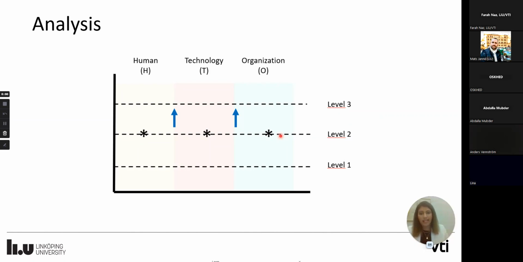So now I will discuss these dimensions one by one, and I also want to suggest some improvements, because the ultimate aim is to go from level 2 to level 3.